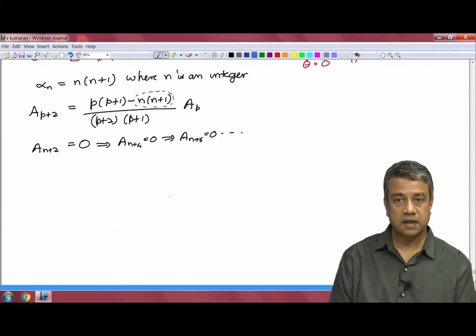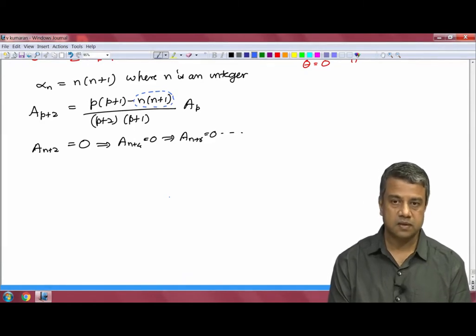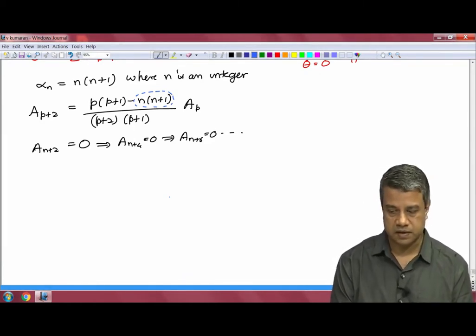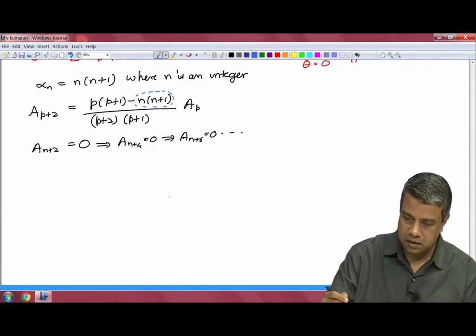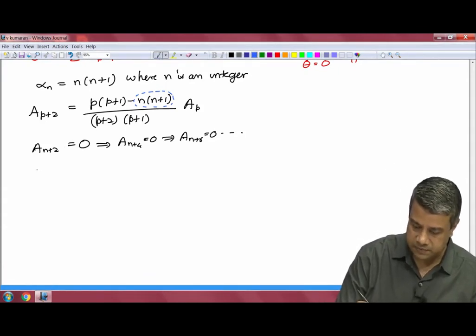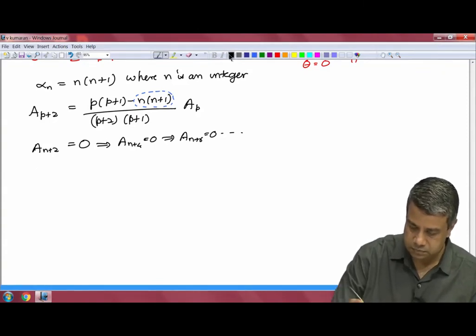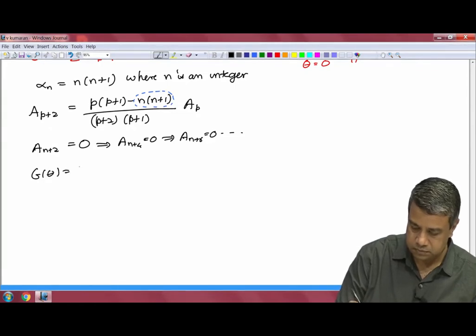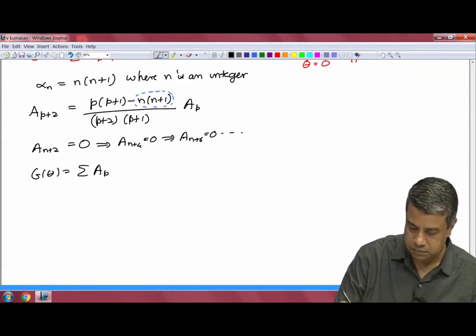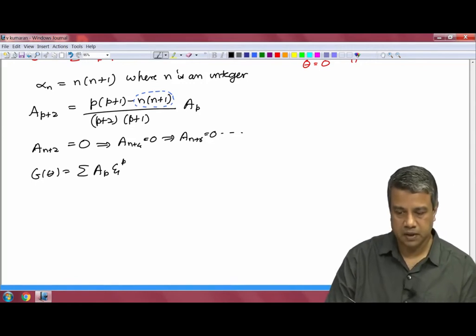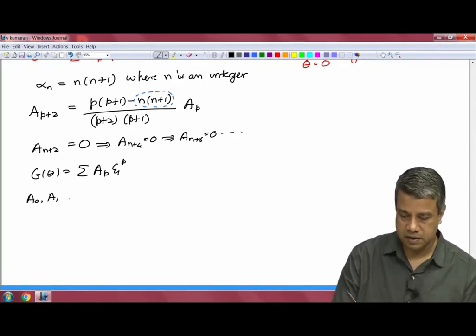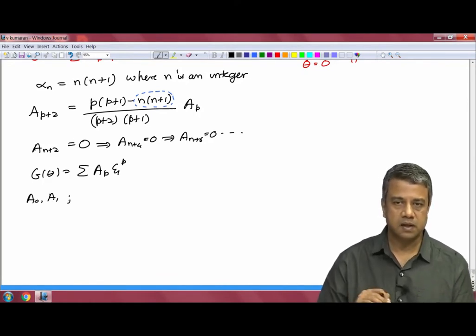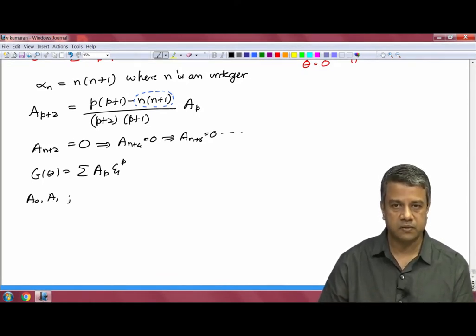So, therefore, alpha n has to be equal to n into n plus 1. Those are the eigenvalues of this relation. I told you that in this series expansion, the coefficients a0 and a1 are fixed, and then a2 is determined in terms of a0, a3 in terms of a1, and so on.